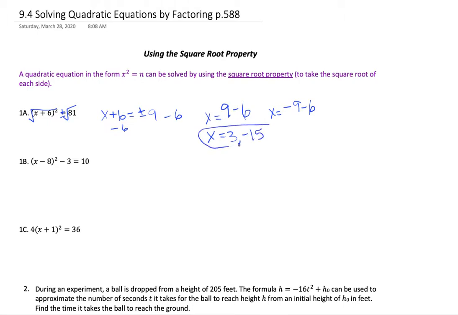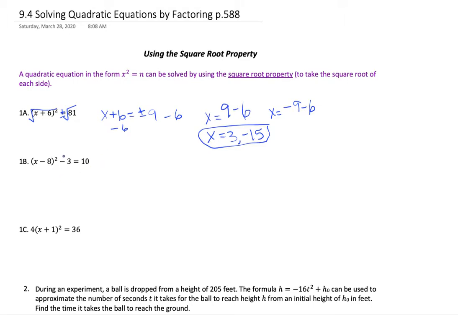Those are your answers. It's always a good idea to check and make sure it'll work. So if I put in a negative 15 and I add 6 to it, I get negative 9, and when I square that, I get 81. Same with 3. Plug that in, I get 9, squared is 81. So check your work, it helps.